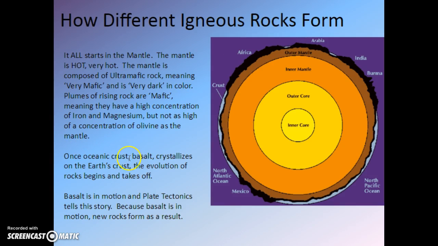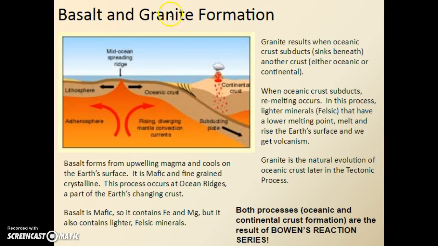So once oceanic crust or basalt crystallizes, right, solidifies from a liquid, the evolution of rocks begins and takes off. Basalt is in motion, and plate tectonics helps tell the story. Because basalt is in motion, new rocks form as a result. And we can look at this. So let's look at basalt and granite, two of the primary igneous rocks that we'll study.